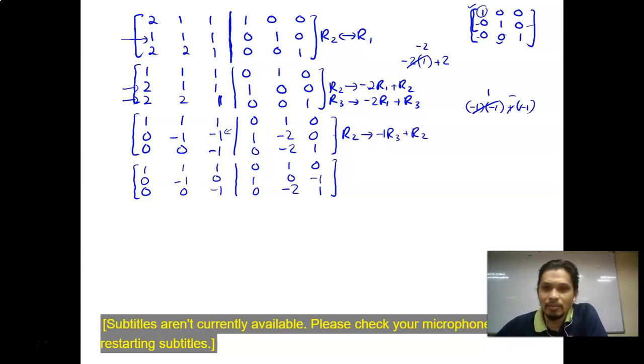Okay, this 0 achieved. So let's focus on this one here now, the new R1. R3 plus R1. -1 plus 1, 0. 0 plus 1, 1. Okay, that's it. So this is what we call instruction for row number 1. So we just rewrite element in row 2 and row 3.